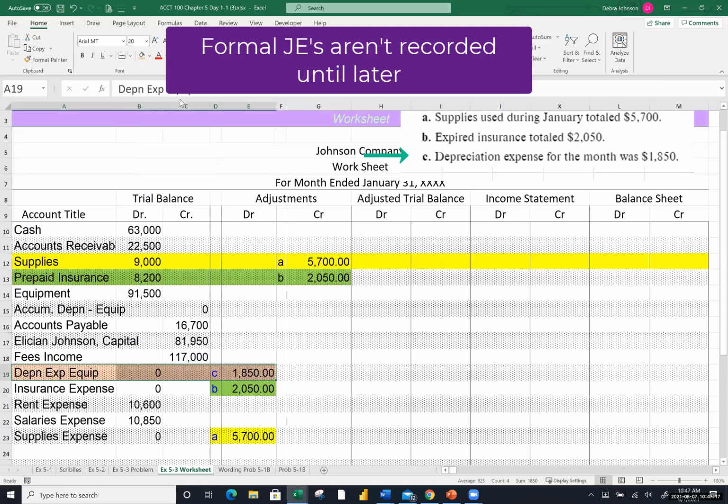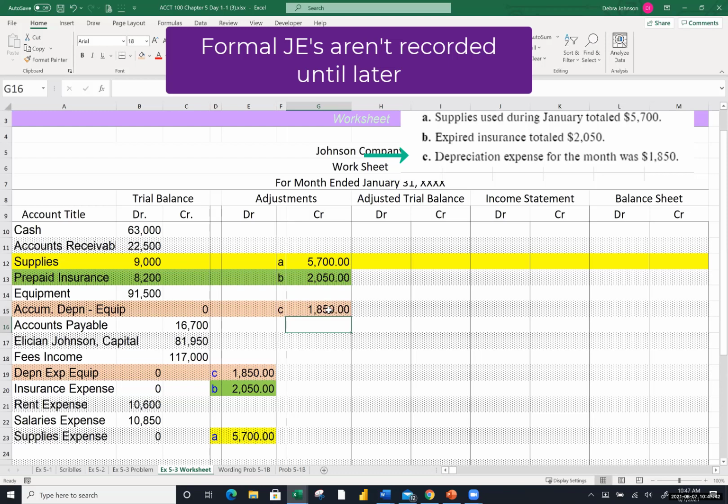I'll make it orange. And the offset was a funky contra account, meaning that it's contrary to the normal balance of an account. It's accumulated depreciation. You'll see it right below the related asset account on a chart of accounts. So it's right below equipment. And it was for $1,850.